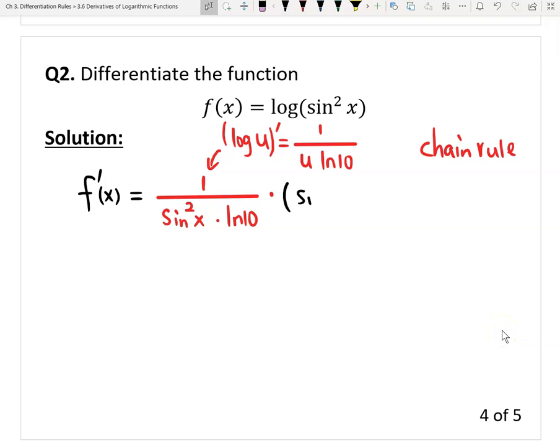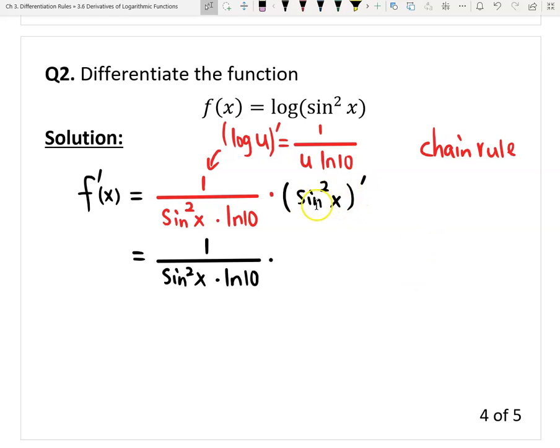What is the inner function? We just discussed. This is the inner function. Take a derivative. So this is just the chain rule. Now what do I do? We can just copy the first, right? The first term is this: 1 over sine square times ln at 10. This is what I copy. So what is the derivative of the second?